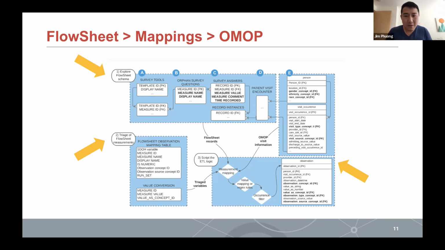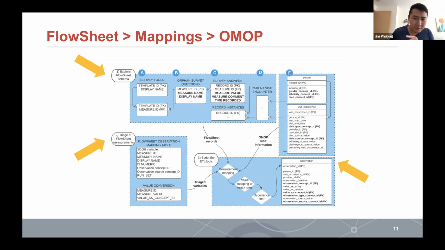Finally, once you've started an OMOP instance, there are the person records and the visit occurrence records. Now you have to combine that along with the bespoke mapping for the flowsheet measurements, and then the timestamping and all those instances from the flowsheet schema, and then create an OMOP observation record for each of those.